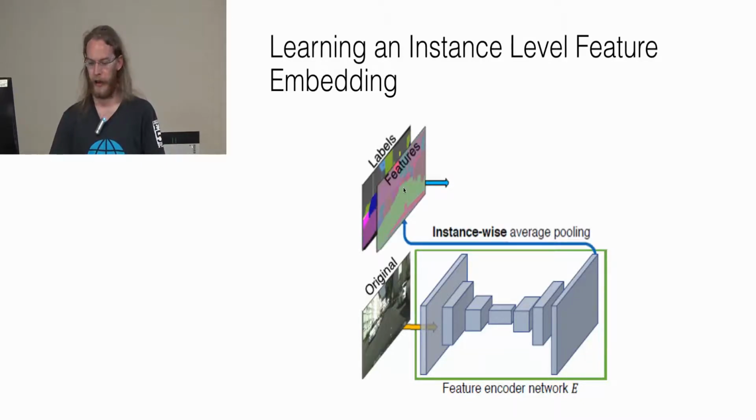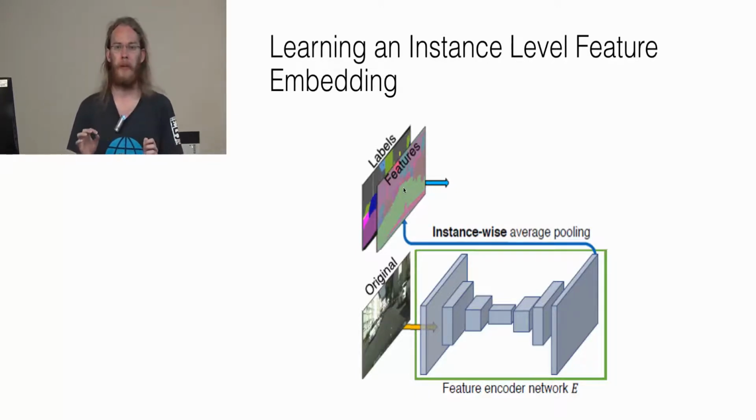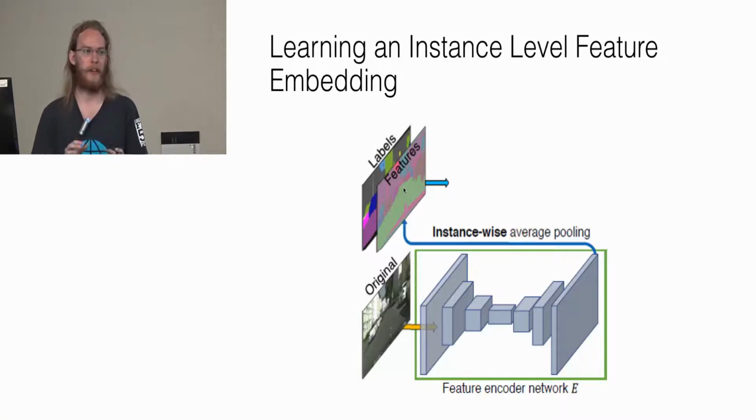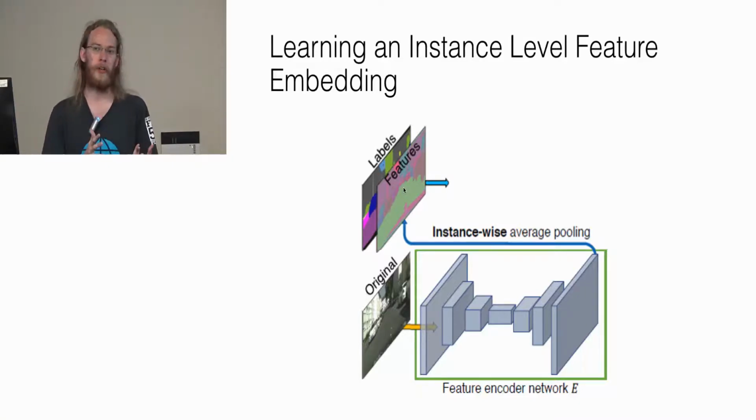There is an average pooling layer at the end of the encoder-decoder network that performs instance-wise average pooling. So for every pixel that belongs to the same instance of the same class, so for every pixel belonging to car 0, for example, it will average the values together so that they all have the same value. So after this average pooling layer, we now have a feature map where every pixel belonging to car 0 now has the same value.